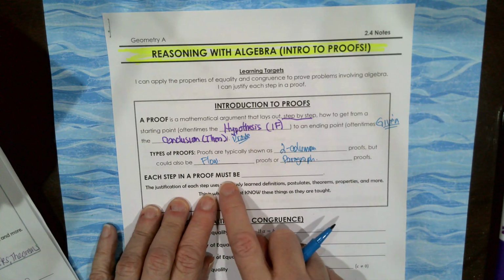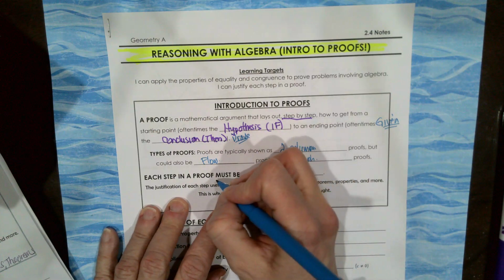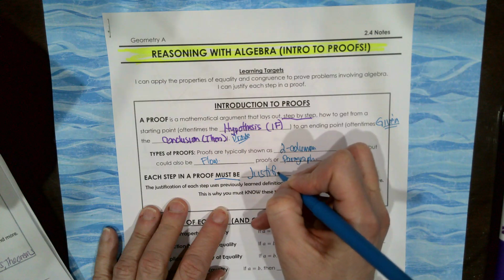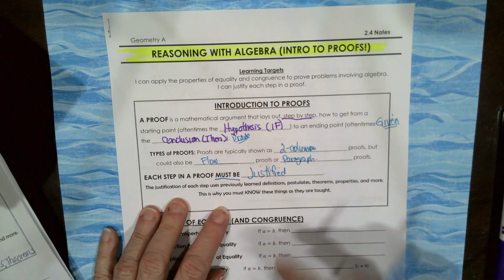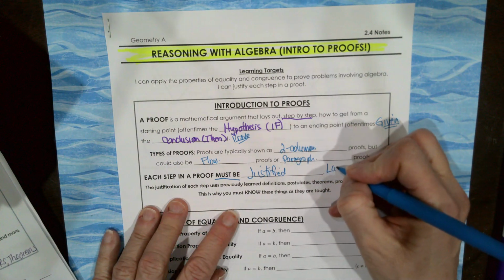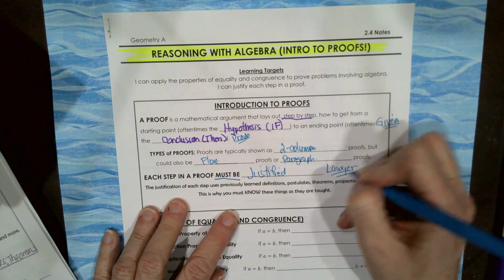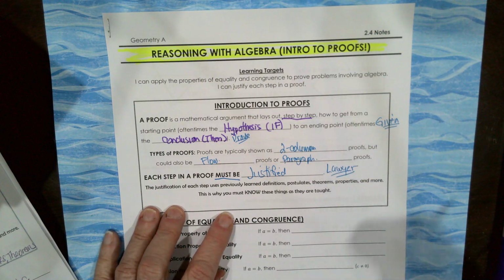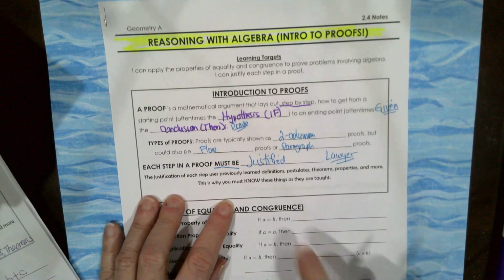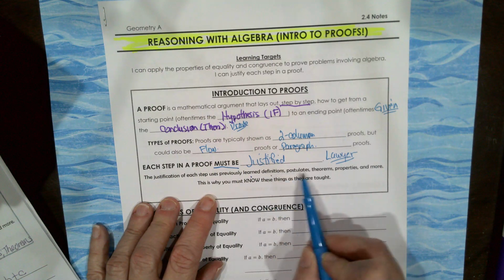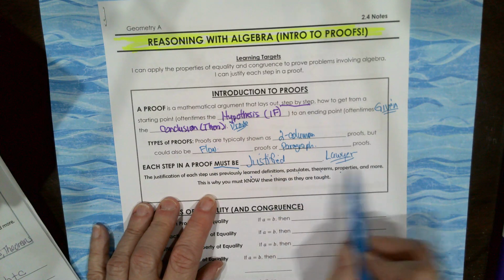Okay, each step in a proof must be justified. Okay, you can't just say it. You have to give a reason for it. Okay, so it's like you're a lawyer. You're a lawyer in court. You have to back up every single thing you say with evidence that has already been proven. Okay, you can't just make stuff up. All right, so the justification of each proof uses learned definitions, postulates, theorems, properties, and more.